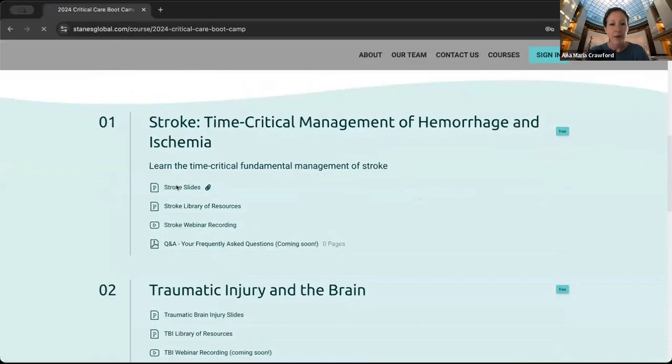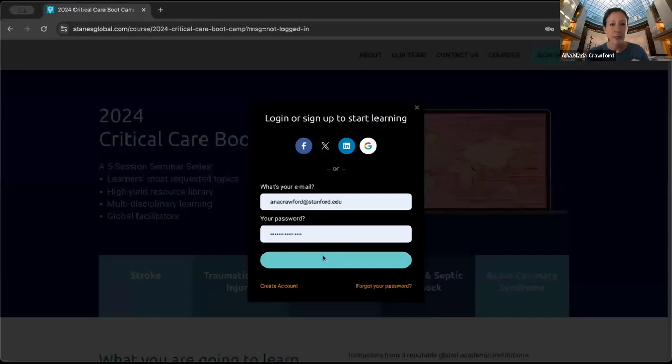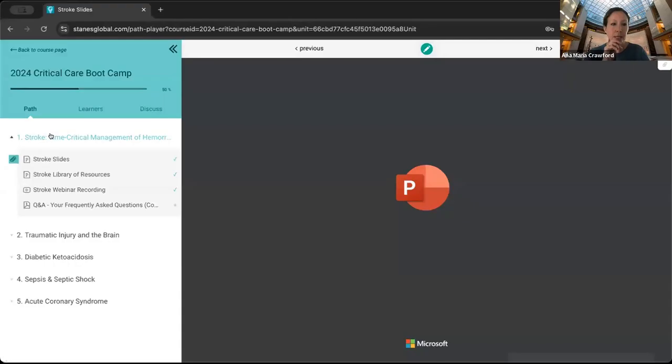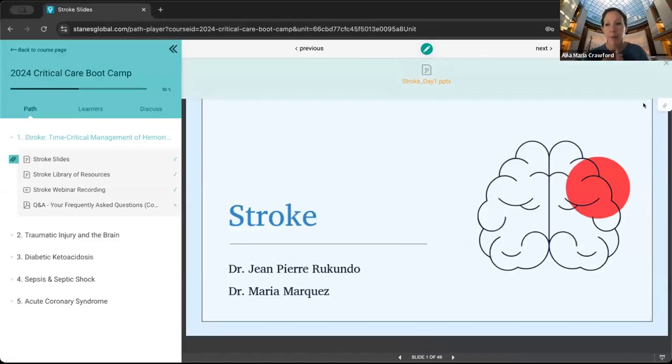If we click on the slides for stroke, you can see the slides there. But notice in the upper right-hand corner, there is an icon that has a paper clip. When you click on that paper clip, you will see the PowerPoint slides themselves here, and this is what you click to download the slides.